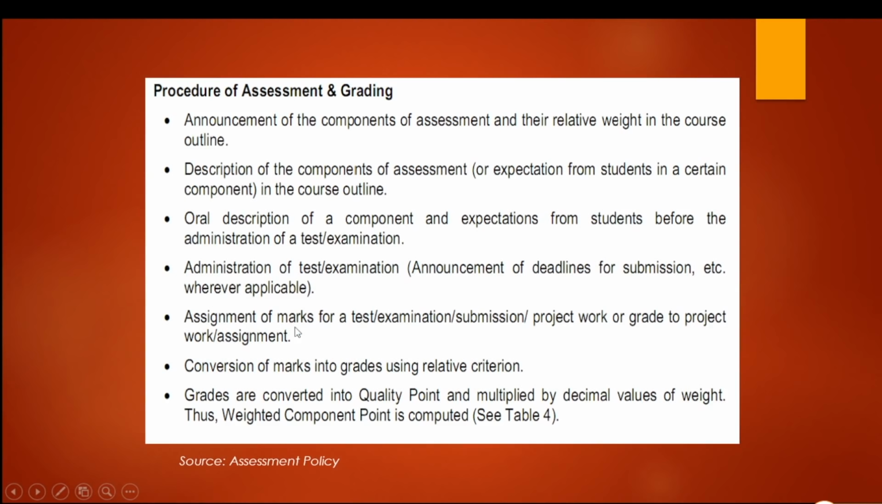This applies as far as assignments and presentations are concerned, or any practical work is concerned. Assignment of marks for a test, examination, submission, project work, or grade to project work assignment has to be explained to them. Conversion of marks into grades using relative criteria. So this we give them in the handbook of how we are going to do it. And grades are converted into quality points and multiplied by decimal values. This is also given in the handbook, which is given to the students.